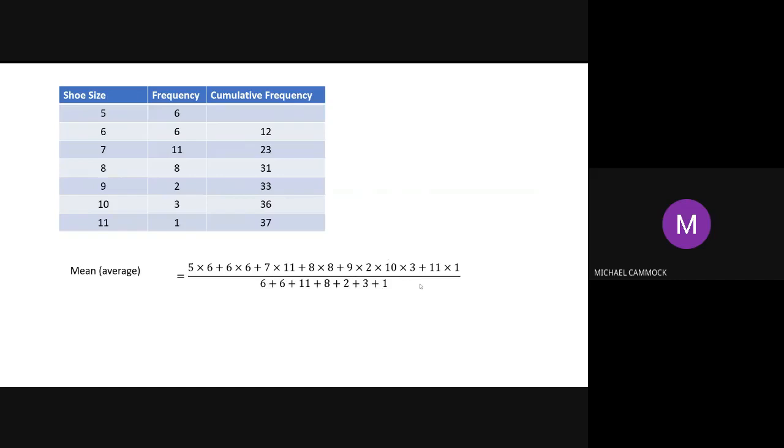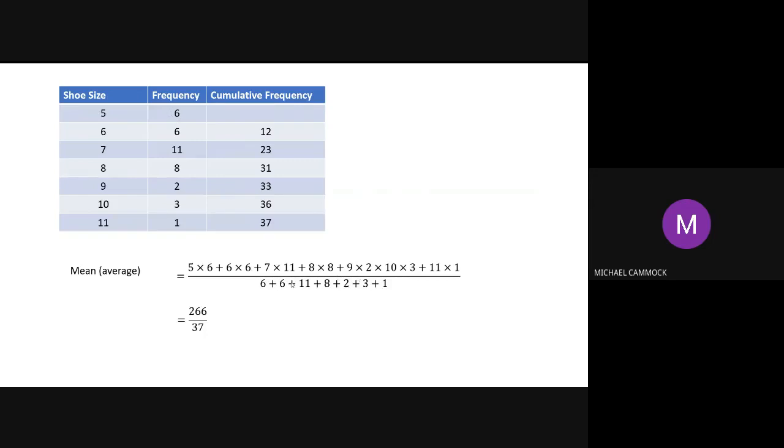If you have your calculator, you can do this for yourself. It works out that this is 266 on top over 37 when I added up these numbers. But I already said that these numbers are going to add up to the same 37, because it's really 37 girls that we're talking about between these two classes. So I'm going to take the total number of people times the shoe size, which I've done up top here.